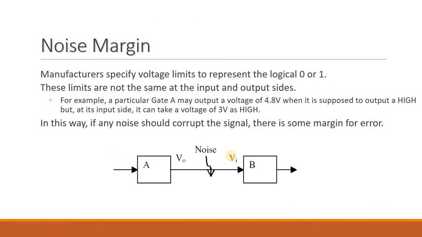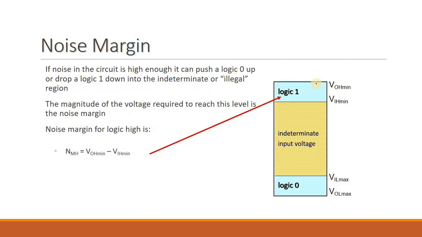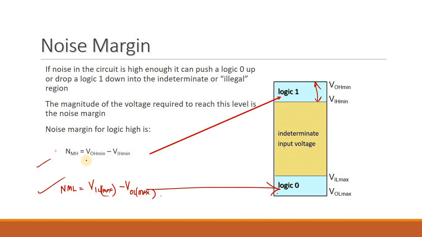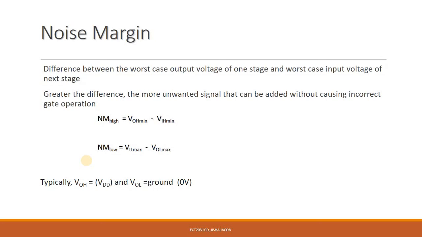Noise margin is what we have explained earlier. If you have the first circuit here and the second circuit here, there will be noise interference between these two, and because of this noise you have to make allowance for this margin. So NMH is VOH minimum minus VIH minimum. Similarly, NML is equal to VIL maximum minus VOL maximum. These are the equations for noise margin.